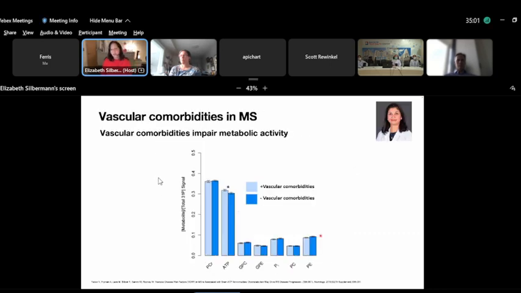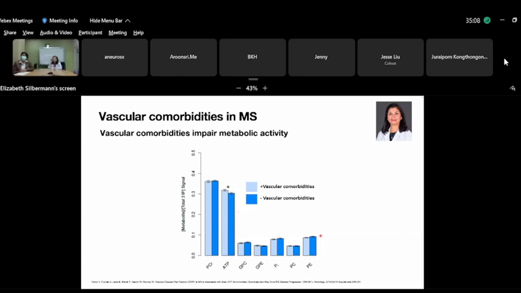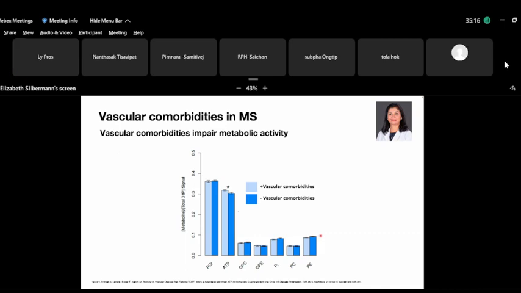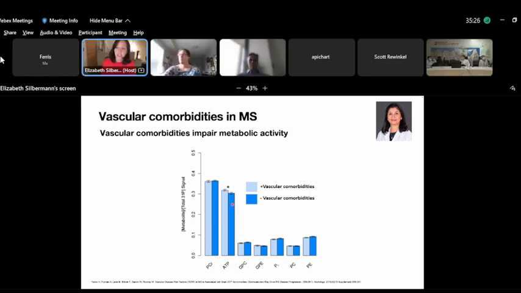And this working model is supported by work that was done in our group at OHSU. This is research done by Dr. Vijay Yadav, who is the director of our MS Center. This is preliminary work from a 7 Tesla spectroscopy study of people with MS with and without vascular comorbidities. She found a decrease in ATP to total phosphate signaling, shown here in individuals with MS with vascular comorbidities compared to those without comorbidities, confirming that the presence of comorbidities leads to impaired metabolic activity in the brain.